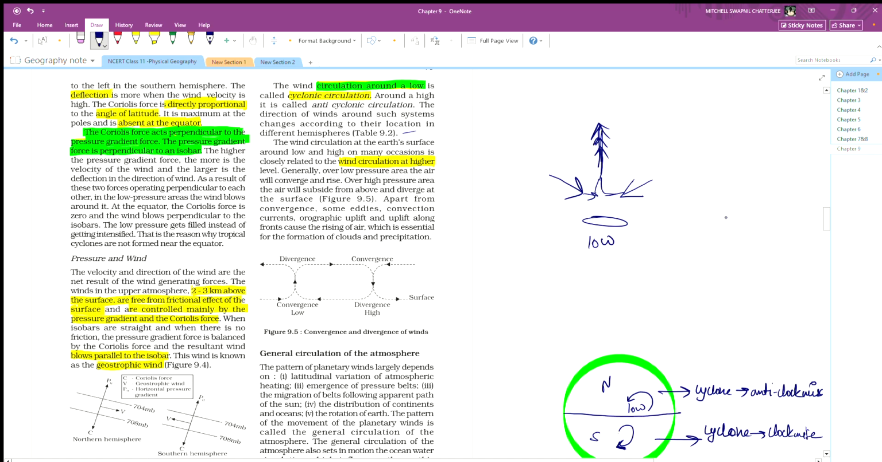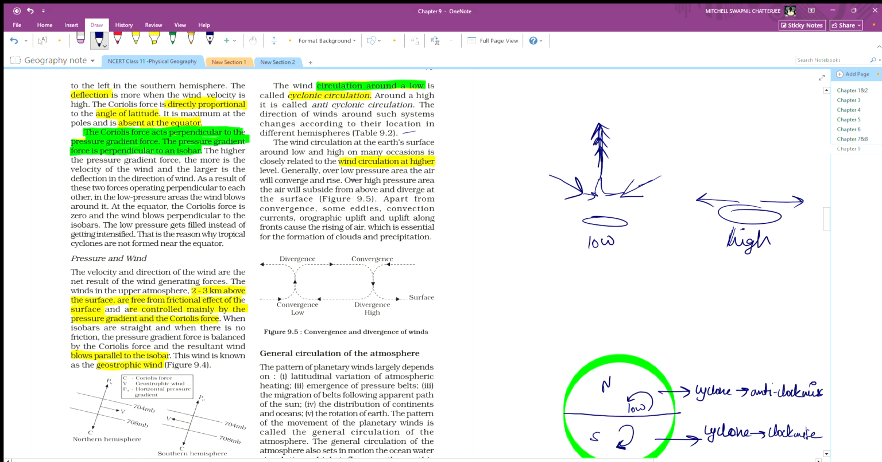So in the high pressure area, let's imagine this is high. Air will subside since it is going outside. It is going outside, subsiding from above. Okay, this is subsiding from above. Imagine this is also a high altitude. It will subside from above and diverge at the surface.